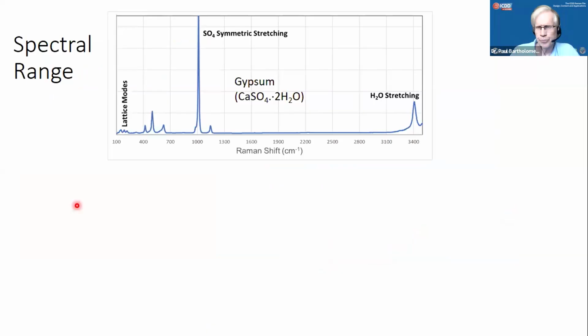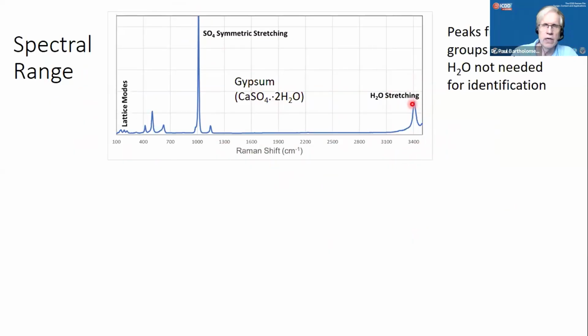Spectral range. What are our parameters here? So here's a Raman spectrum of gypsum. You can see there's a group of peaks over here on the left between 100 and 1300 wave numbers. That's kind of the fingerprint region. And then there's this OH, H2O stretching peak out here. And there are a lot of hydrous minerals that have OH, H2O.